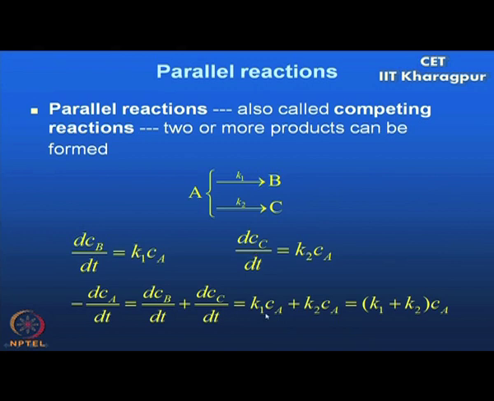So, if you write it, it is K1 Ca plus K2 Ca, that is (K1 plus K2) into Ca. Overall reaction means we initially assume that this is first order kinetics. So, the overall disappearance of A is the sum of the individual disappearances, that is why K1 plus K2 is coming here as the overall K. So, overall K will be the sum of the individual first order K's.